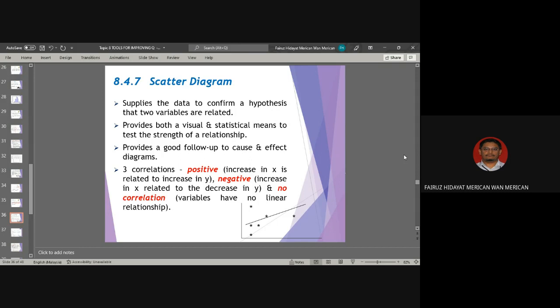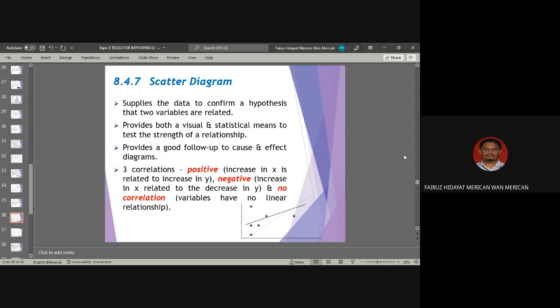Okay, so you have the first one, which is positive correlation, meaning that an increase in variable X is related to an increase in variable Y. So X increases, which means Y also increases. Negative correlation means an increase in variable X is related to a decrease in variable Y. Okay, so when X increases, Y decreases. So that's a negative correlation.